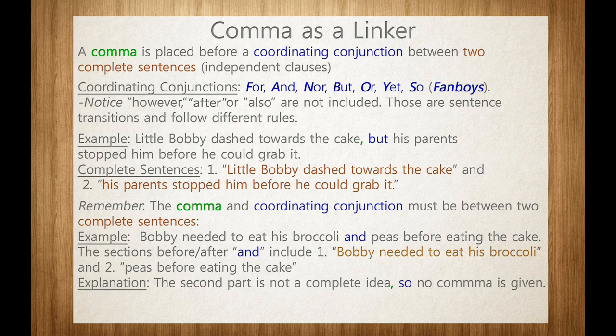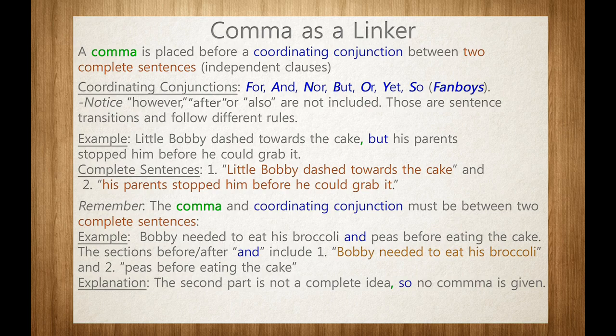Alright, so in this example, little Bobby is the subject and dashed is the verb. This is one complete sentence. The second part has parents as the subject and stopped as the verb. Both sentences are also complete ideas. Since that is the case, they are both complete sentences. So the comma in green is placed before the coordinating conjunction, which is but, shown in blue.